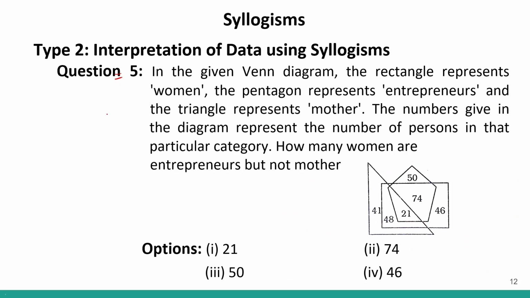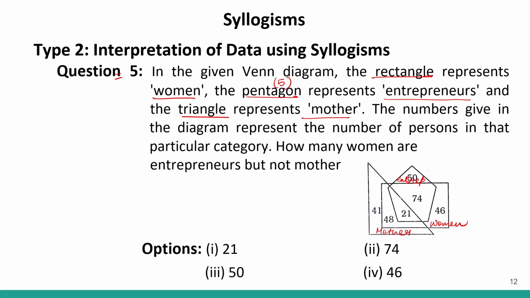Question number 5. In the given Venn diagram, the rectangle represents women. So rectangle means women. Okay. Then pentagon. Pentagon means a shape that has 5 sides. Pentagon represents entrepreneurs. So pentagon is entrepreneurs. Okay. And triangle represents mother. So triangle is mother.